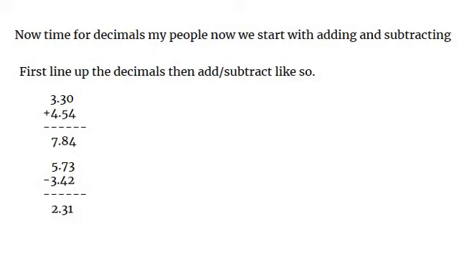I don't know. So it'd be 0 plus 4 equals 4. 3 plus 5 equals 8. And 3 plus 4 equals 7. And you drag down the decimal. Same thing here. 3 minus 2 equals 1. 6 minus 4 equals 3. And 5 minus 3 equals 2. Carry down the decimal.